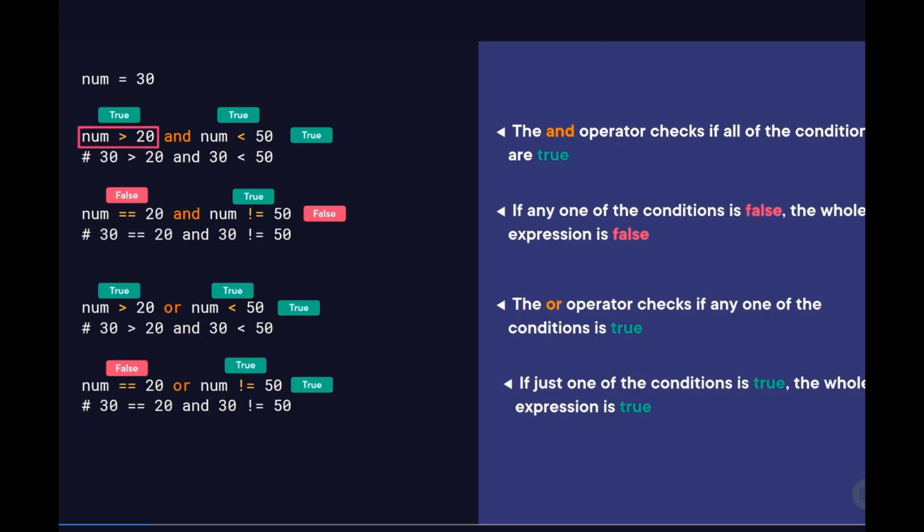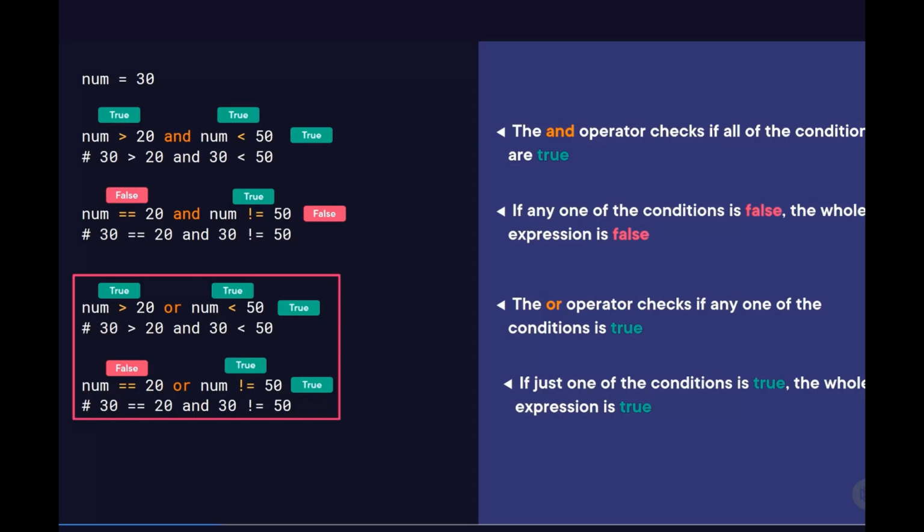So if this expression is true and this expression is true, then this whole expression is true. So AND operator will only return true if both expressions are true. If either one of these expressions is false, or if both of them are false, then this whole expression will be false. The OR operator will check if either one of the expressions is true. If even one of them is true, the whole expression will be evaluated to true.